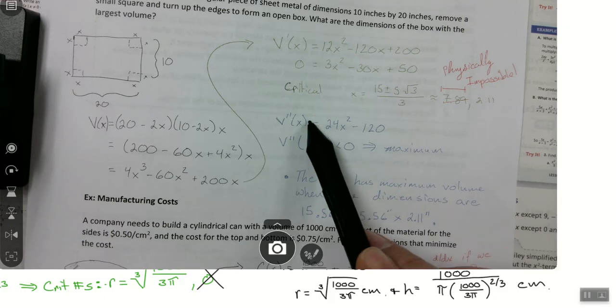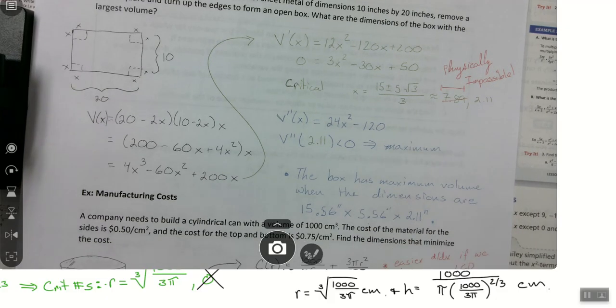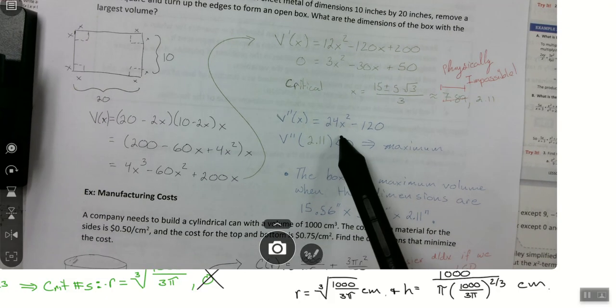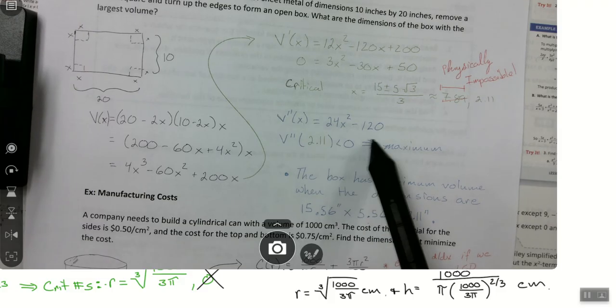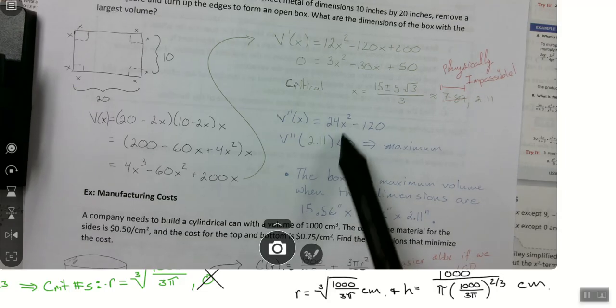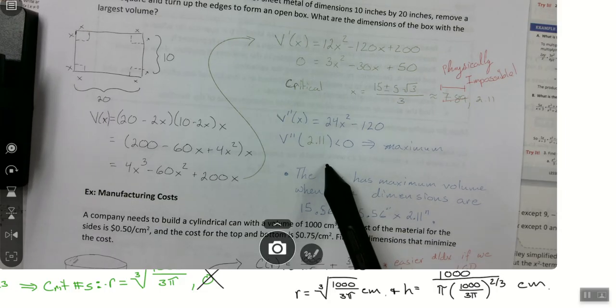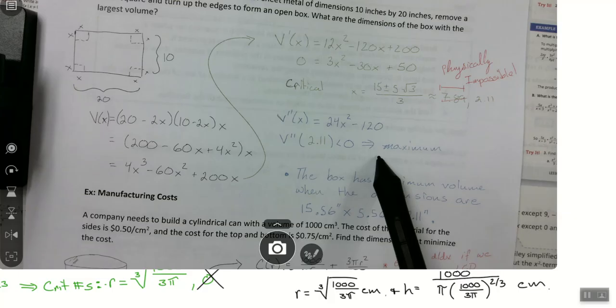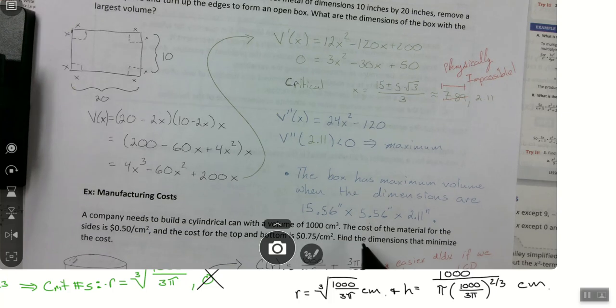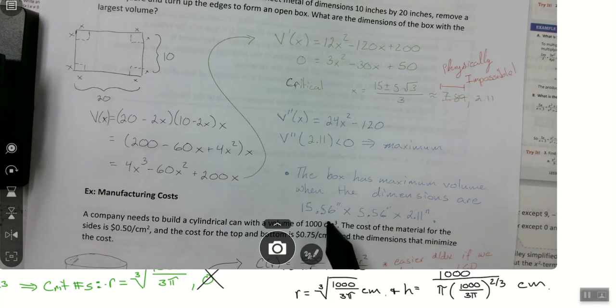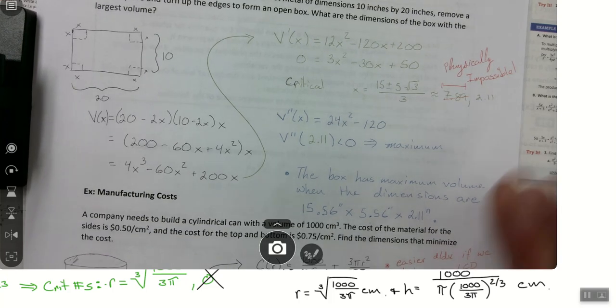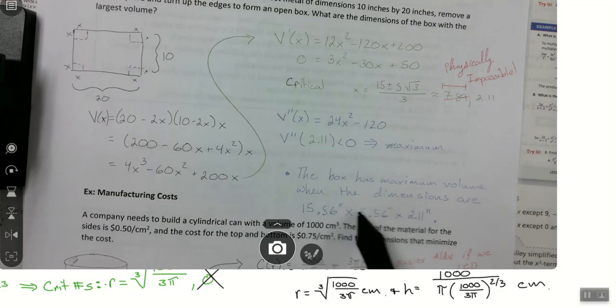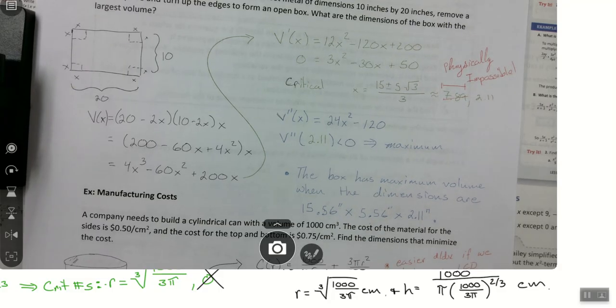Cool. Once we do that, you could use your number line stuff, or we can use the second derivative. And I think I had to grab the calculator to check this because it's not immediately clear to me if this is less than 0 or greater than 0. But I did show eventually with the calculator, I think, that it was less than 0, which means it was a maximum, which is what we're trying to do. And then we just need to plug it in. I think it should be 15.56, give or take, and we'll talk about rounding stuff as we get closer to the test. 5.56 and 2.11.